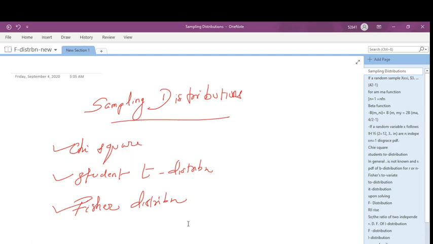So one of the most important sample statistics which is used to draw conclusions about the population mean is the sample mean. So we take the sample mean, and from that we draw the conclusion or the inference about the population mean. So that is where the sampling distribution of the sample mean is required.